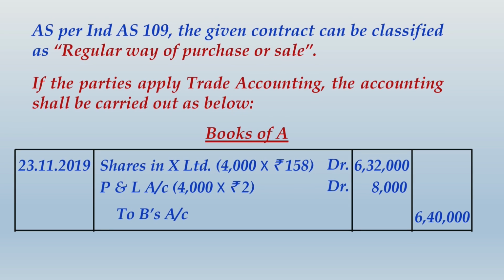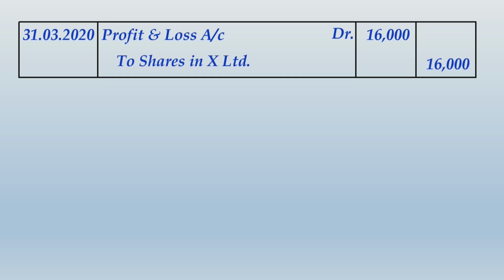Alright friends, you would have finished writing this entry. Let us move ahead and go to the next date, that is the reporting date, 31st March 2020. At this date, the share price was rupees 154 and the previously recognized value was 158. So per share there is a further decline by rupees 4. So there will be a loss recorded in the books of A. 4,000 shares into rupees 4 per share, that is 16,000, and the corresponding credit will be given to the shares in X Limited account, so the financial asset value is reduced and the loss recognized. So this is a straight entry on 31st March 2020.